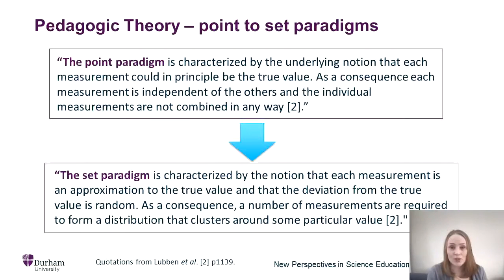Another relevant piece of pedagogy in particular to this project is the idea of the point and set paradigms, proposed by Lubben et al. So the point paradigm is characterised by the underlying notion that each measurement in principle could be the one true value, and therefore, as a consequence of this, the measurements of other values are not relevant or not combined in any way. This contrasts completely with the set paradigm, which is the notion that each measurement is an approximation of the true value, and the deviation of this is random. And therefore you need to form a distribution by making lots of different measurements.